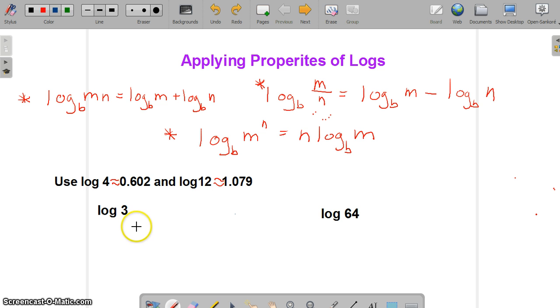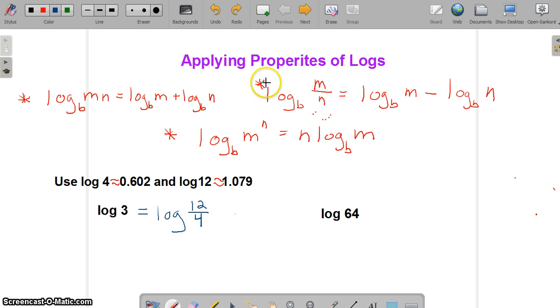All right? So what you're going to want to do, this is a 3. You want to think about, I only know what the log of 4 and the log of 12 are. That's all I have to go with. Okay? So is there any way that I can rewrite 3 using a 12 and a 4? Okay? So this is where you have to be a little bit creative. So if I take 12 and divide that by 4, that gives me a 3. So you know the log of 12 and you know the log of 4. Okay? I can rewrite 3 as 12 divided by 4.